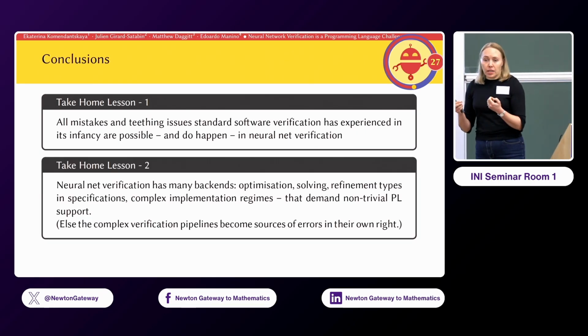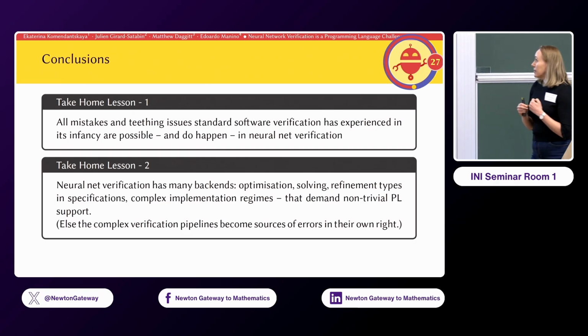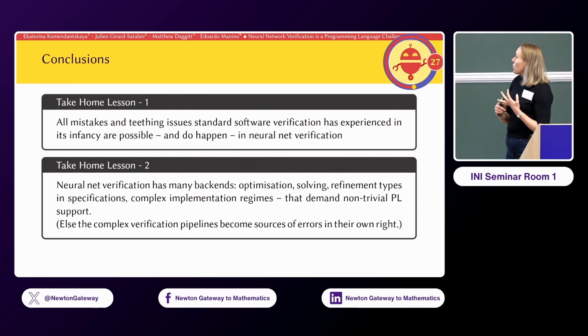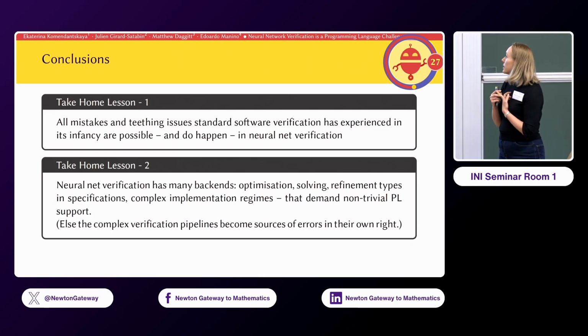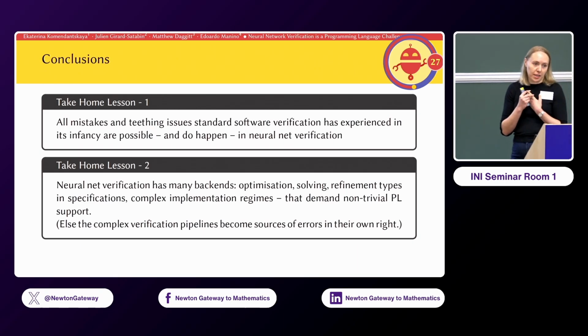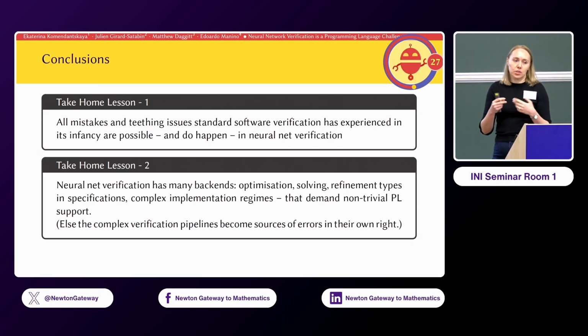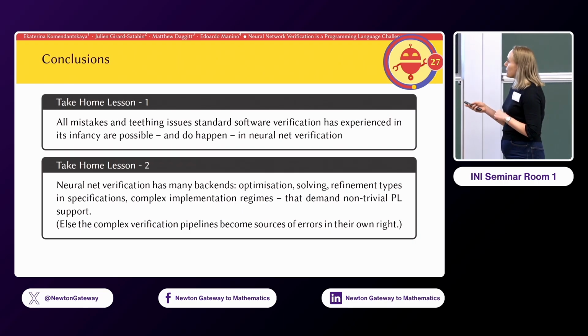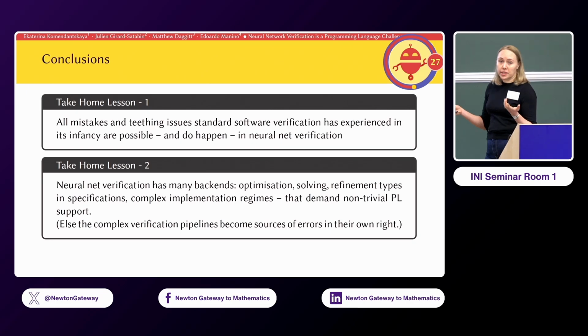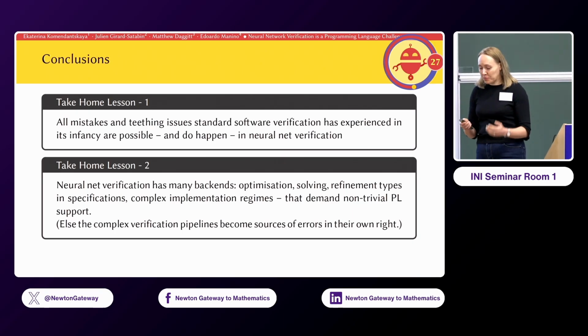Neural net verification, unlike the standard verification, has many backends. There is optimization, solving, refinement types of specifications, complex implementation regimes, which potentially demand even more non-trivial programming language support than you needed if you just had an SMT solver and some small C program. And if you actually ignore it, like what was happening before, your complex verification pipelines become sources of error in their own right.